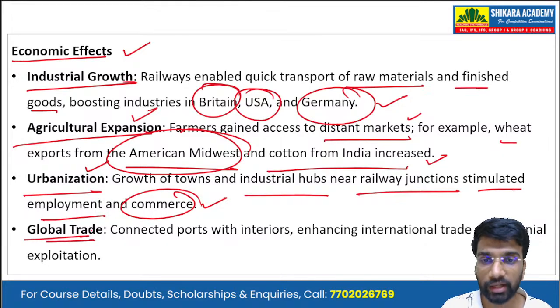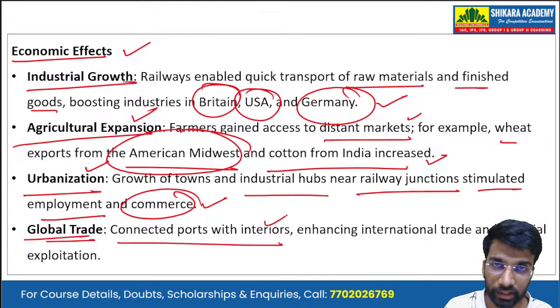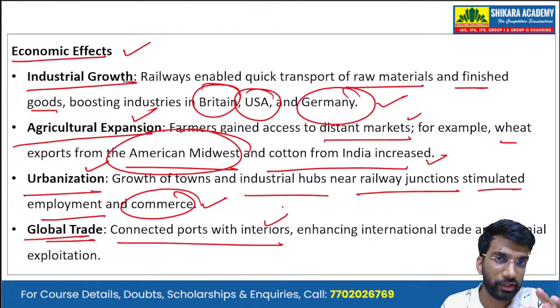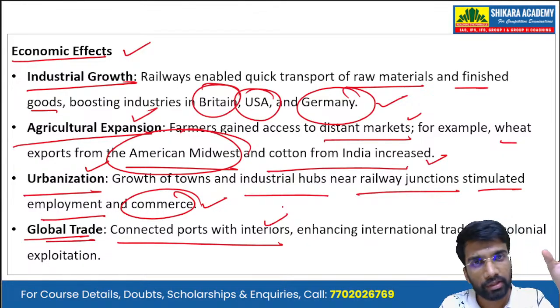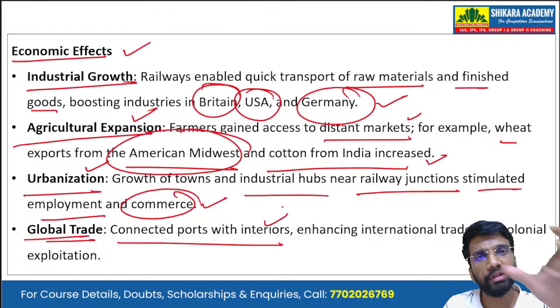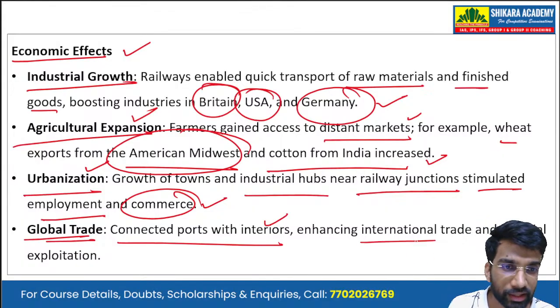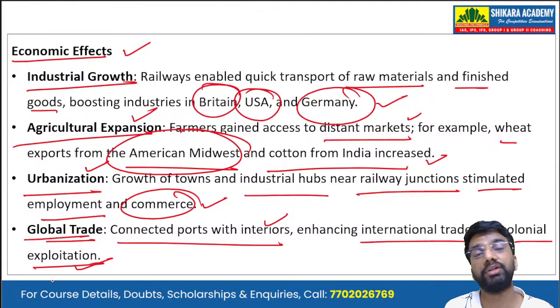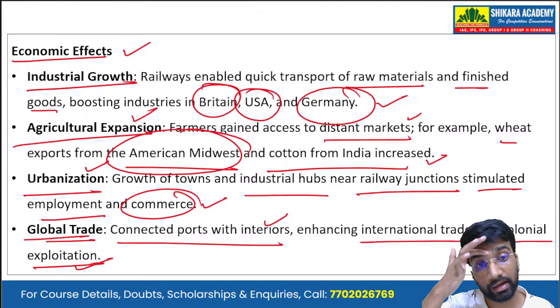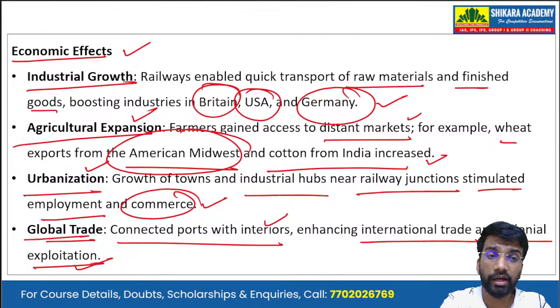Fourth is the global trade. It connected ports with the interior. Ports are a major site of global trade, but the railways connected ports with the hinterland or the interior regions of any country. And this enhanced international trade and colonial exploitation. For some countries that enhanced international trade, but in the case of India, it led to further economic or colonial exploitation.